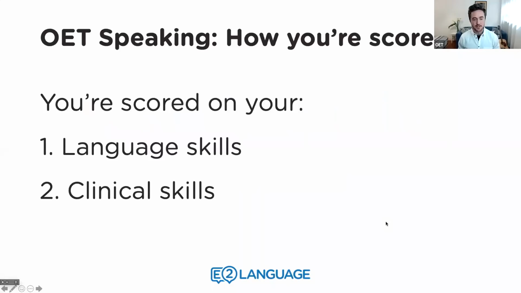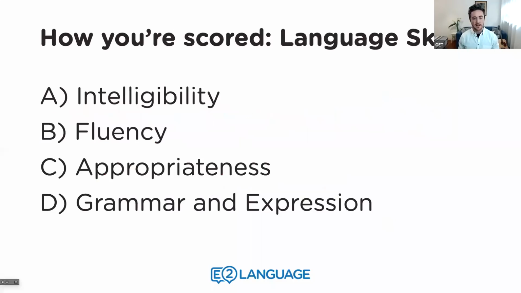So in short, you're scored on two broad categories. You're scored on your language skills and you're scored on your clinical skills. So let's look at language skills first. Language skills are your intelligibility. That is how clearly you speak, how easily understood you are. Really, this is referring to your pronunciation, but it also refers to other elements of pronunciation, including word stress, sentence stress, connected speech, intonation, rhythm, etc. Okay, so all of these parts go into intelligibility.